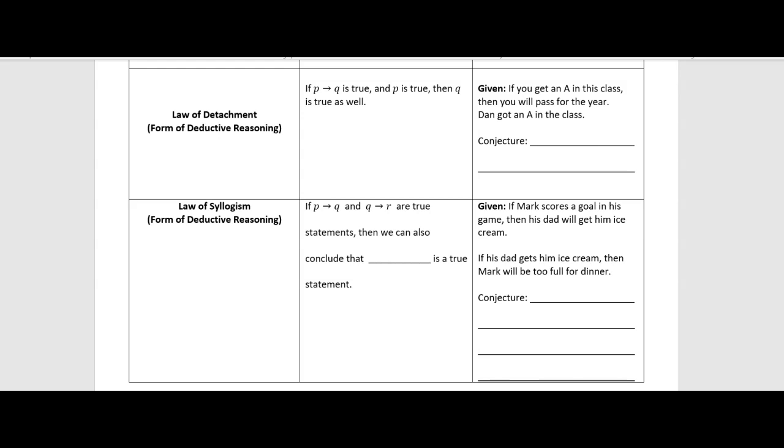So if we know that the statement's true, right, this time we're being told that P implies Q is true. Well, if the hypothesis is true, then Q, or our conclusion, must be true as well. Because if Q wasn't true, then the statement right here would be false. But we're told at the beginning that it's true. So let's see this law in action.